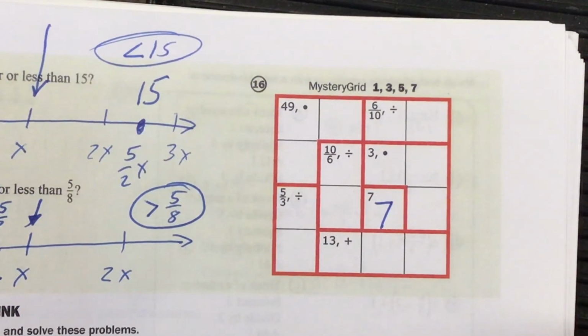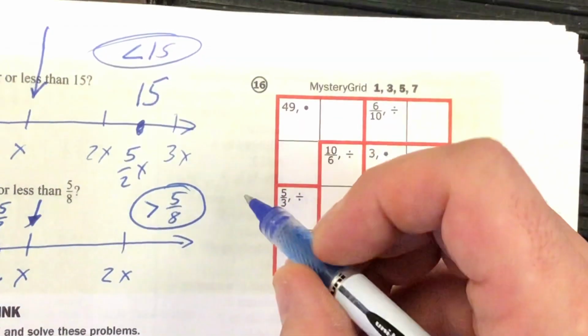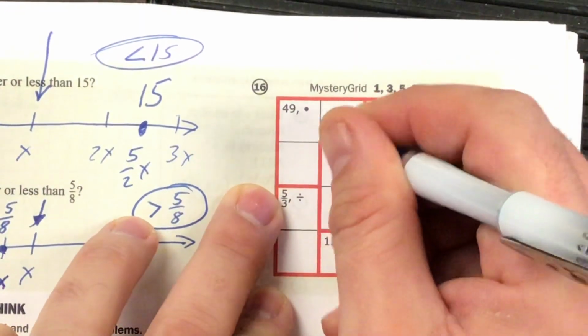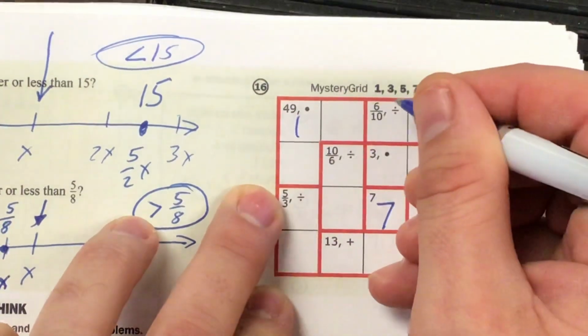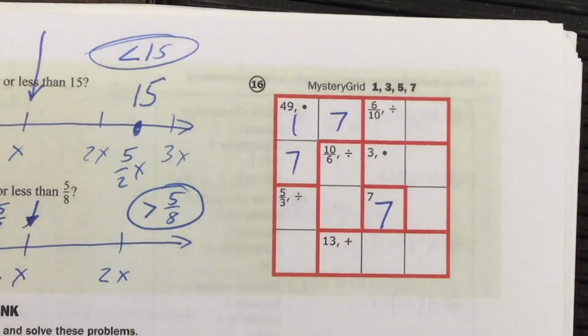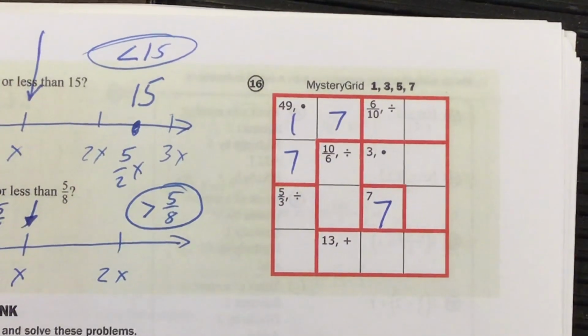In the top left, what do you got? I have, in the corner, I have one. And then the other box, I have 7. Yeah, the only ones that can work is 7 times 7 times 1. Only way to get 49.